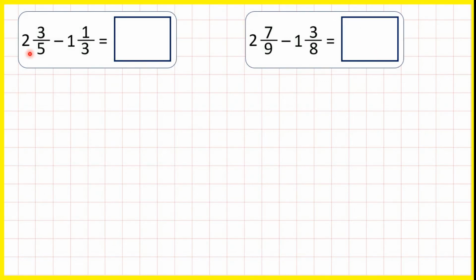We have 2 and 3/5 minus 1 and 1/3. So when we're subtracting fractions, we need the denominators to be the same.